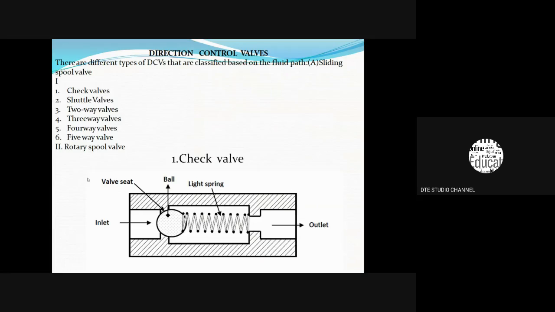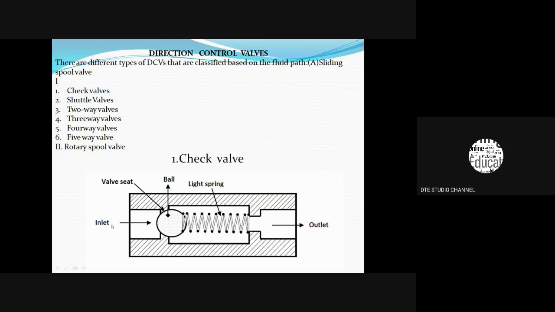The first type of DC valve is a check valve. Check valve allows fluid only in one direction and it prevents the flow in reverse direction. As shown in the figure, this is the inlet port, that is the pressure port, and this is connected to the actuator. It may be a cylinder or hydraulic motor. Between these two ports, there is a ball and a spring. By means of the spring, initially the inlet port is closed.